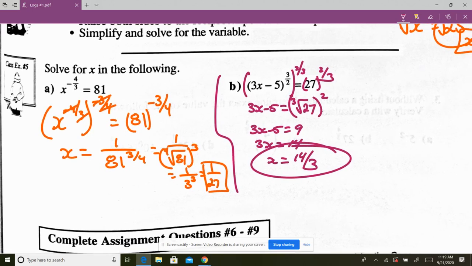Okay, what do you do if you have a weird exponent and it's some sort of equation? Raise each side to the reciprocal. Okay. What questions are we doing here?